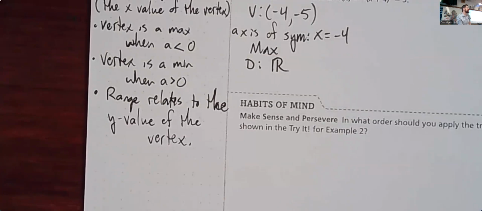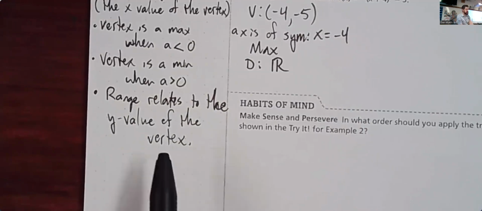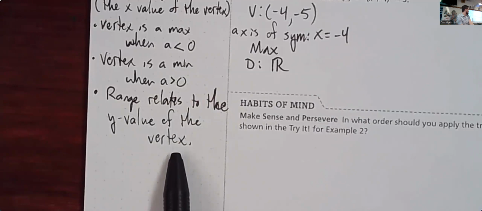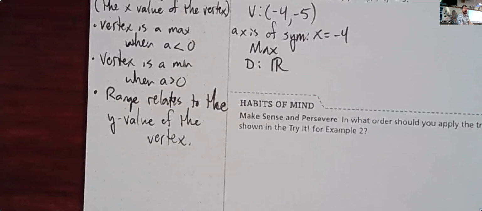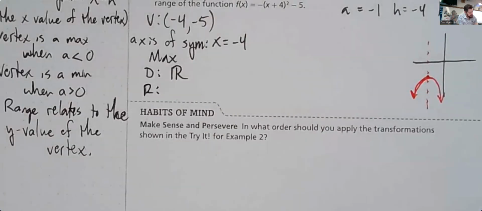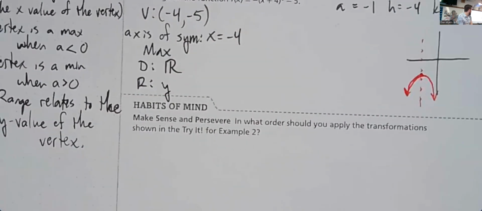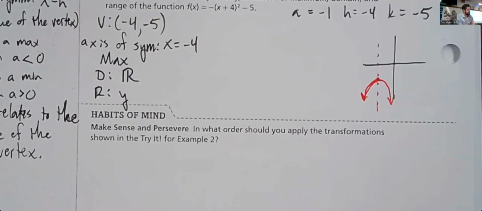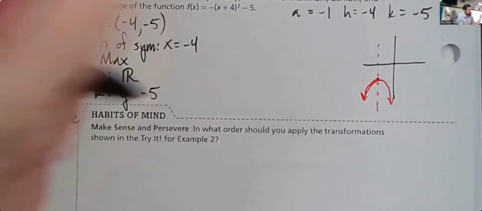Now, I can't really tell you whether it's going to be greater than or equal to or less than or equal to just based off of the y value. You have to take into consideration both the y value and the value of a. Or more easily, just look at the sketch. But any single time you're talking about a range, it will relate directly to the y value of the vertex. So anytime you're going to state the range of a parabola, you can always start by saying R, and then you can do y, leave a gap, and then write the y value of the vertex, which is -5.